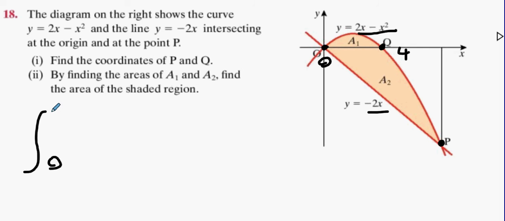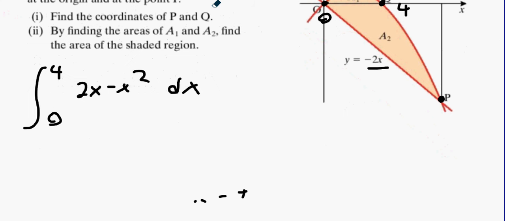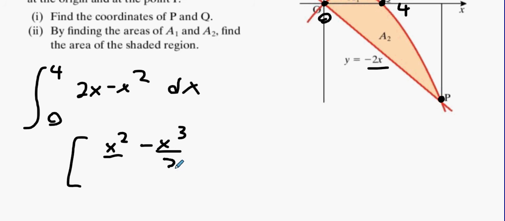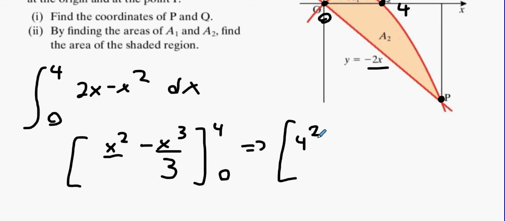0 to 4, and we're going to integrate this guy here. Okay, go on, tell me what you get. What happens when you integrate it? You get 2 over 3, x squared minus x cubed over 3. When you differentiate x squared, it turns back into 2x, and you said x cubed over 3? Yeah. And that's from 4 to 0, and that will result in 4 squared minus 4 cubed over 3.